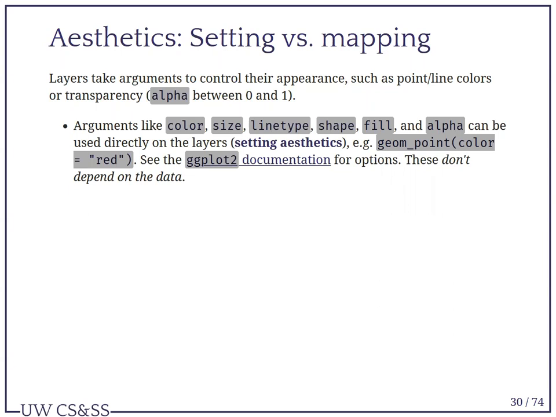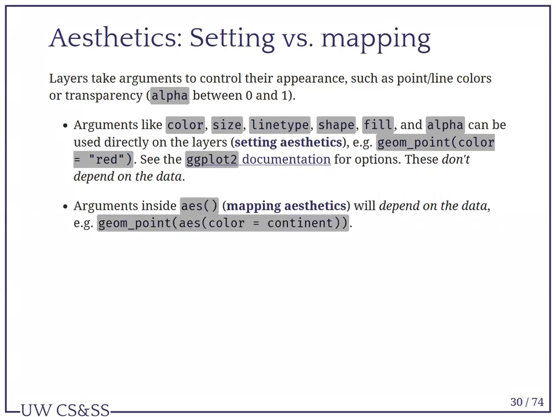The thing that happens when we set things is that they don't depend on the underlying data at all. Whereas we can add arguments to an aes, an aesthetics function, and now colors or any sort of aesthetic will depend on your data. So now I could say, I want geom point and my aesthetic is color equals continent. And now all of my dots will be colored differently based on what continent they come from. So the information within the data set has provided information about how the graph is going to look.